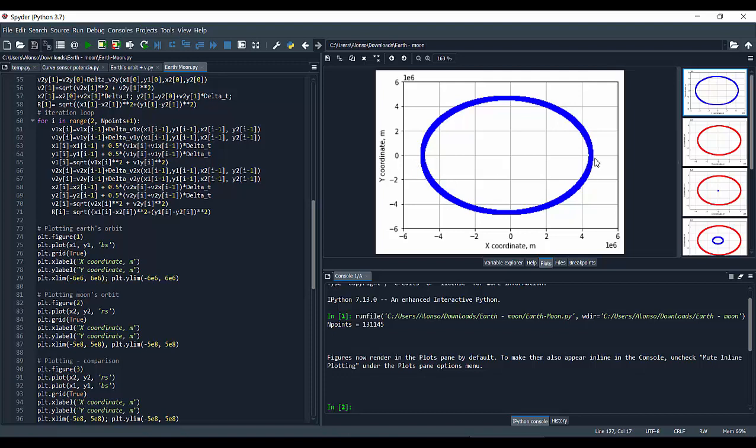So we can see the dimensions here. This is a little bit more than 4,000 kilometers. Here is something like 4,500 kilometers. This point is the origin of our system, which is the very center of the Earth-Moon system.